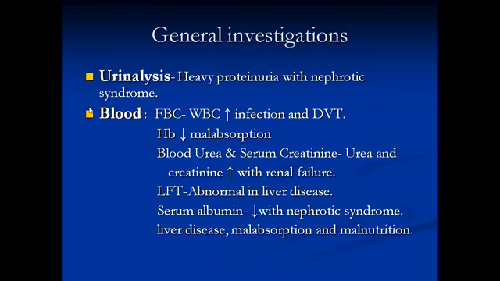General investigation: urinalysis to find proteinuria with nephrotic syndrome. Blood examination: total blood count, WBC count raised in case of infection and deep vein thrombosis, anemia in case of malabsorption, and blood urea and serum creatinine in case of renal failure. Liver function test in case of liver disease; serum albumin is very important.